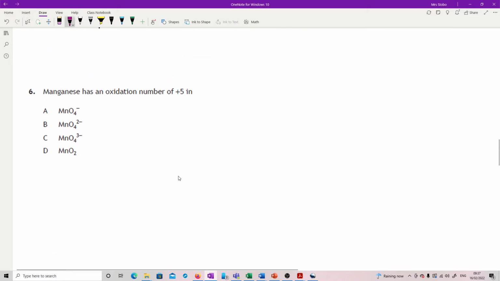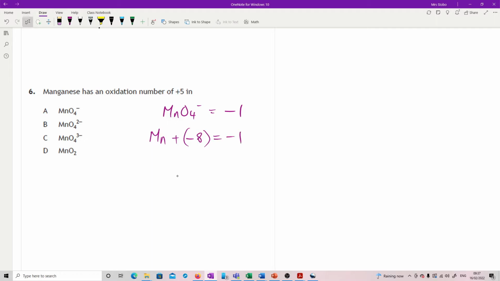Okay, question 6, a little bit more straightforward than this one. Manganese has an oxidation number of plus 5 in which of the following? Okay, you're just going to run them. So if we've got MnO4 minus, so we're basically saying that's minus 1. So the Mn plus 4 times oxygen. Oxygen is 2 minus, so that is Mn minus 8 equals minus 1. Which means that Mn must be plus 7.